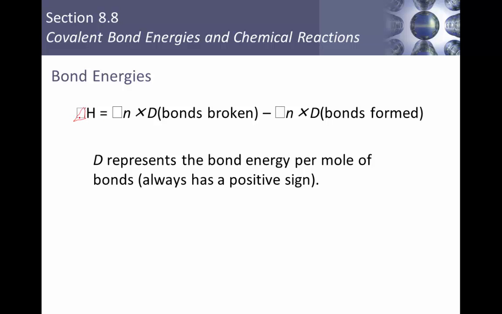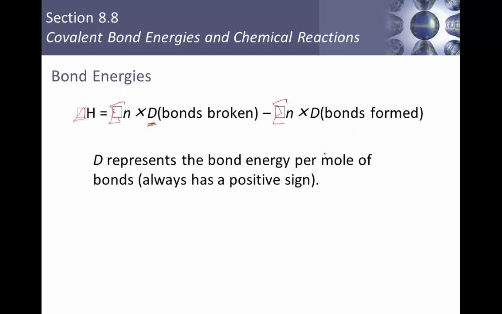Delta H, or the heat of the reaction, is found by a summation of the coefficients times the bond energy, okay, times the bonds that are broken. And then we subtract, and again, the summation, okay, times the bond energy times the bonds formed. So, in essence, what I'm saying is we're going to do bonds broken minus bonds formed.